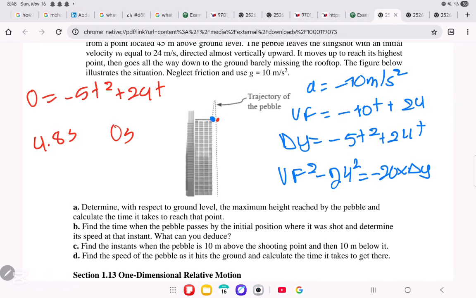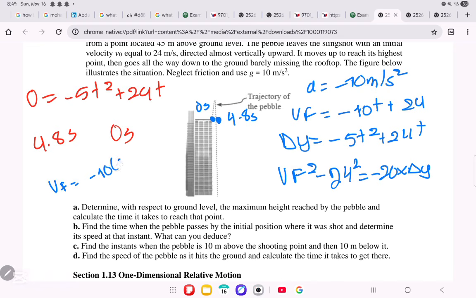Which is 4.8 seconds. Now, what's another thing we can find? We can find the final velocity. At 0 seconds, what would be my final velocity? V final would be equal to minus 10 times 0 plus 24. So v final would be 24 meters per second.